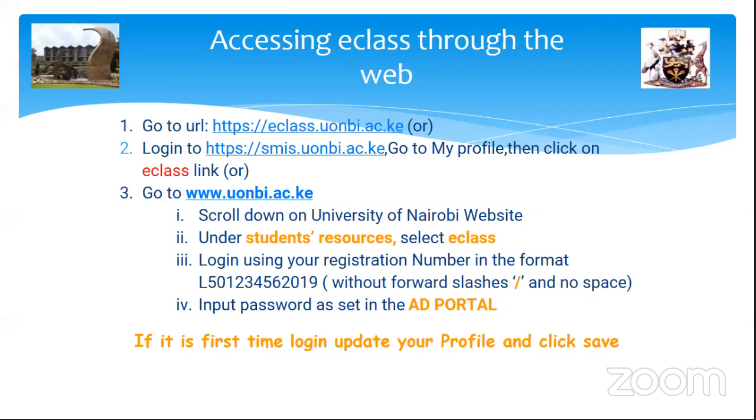Then you proceed and log in using your registration number in the format without forward slashes and no space. And then you input your password as set in the AD portal. The password that we started with is the one that you're going to use: your registration number without the forward slashes, and then your AD portal password, or the one that you set in the AD portal. If it is your first time to log in, you may be required to update your profile and save that update.